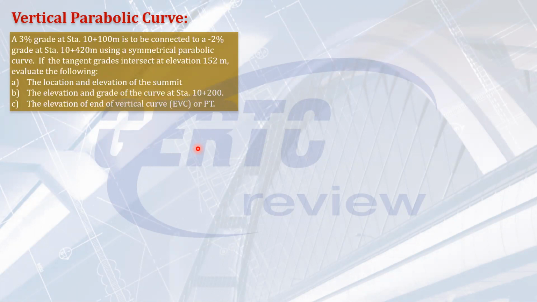Okay, so let's draw the curve, a schematic diagram. So we have here our initial grade, 3% grade at station 10 plus 100. The unit we are using is meter, so 10 kilometers plus 100 meters. All right, and that's 3%. We will connect it to a negative 2% grade at station 10 plus 420. There is no elevation given here, and it was specified that we will use a symmetrical curve. So the elevation here will just adapt to the shape of the symmetrical parabola. All right, so this is the grade of the slope at the end of the curve, G2.